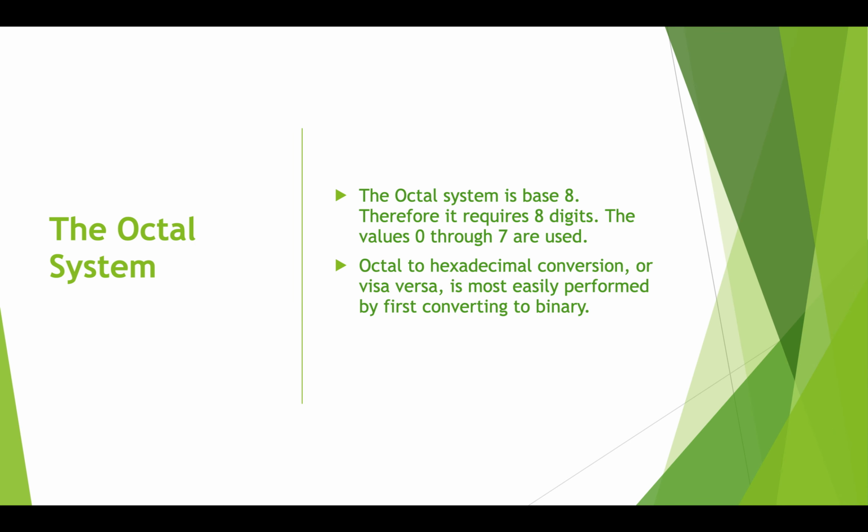The octal system is base 8. Therefore, it requires 8 digits. The values 0 through 7 are used. Octal to hexadecimal conversion or vice versa is most easily performed by first converting to binary.